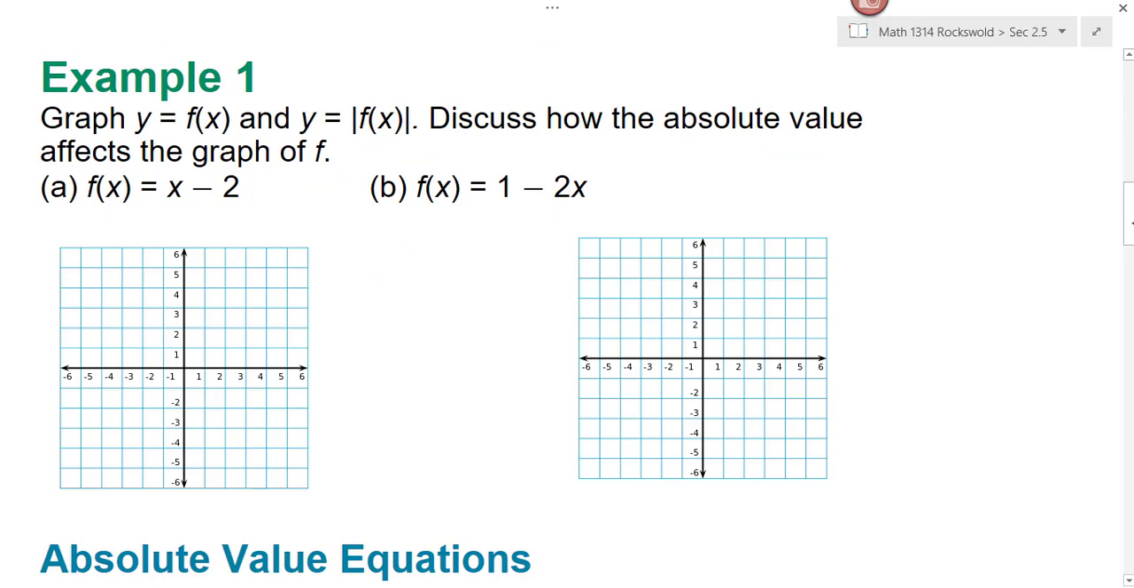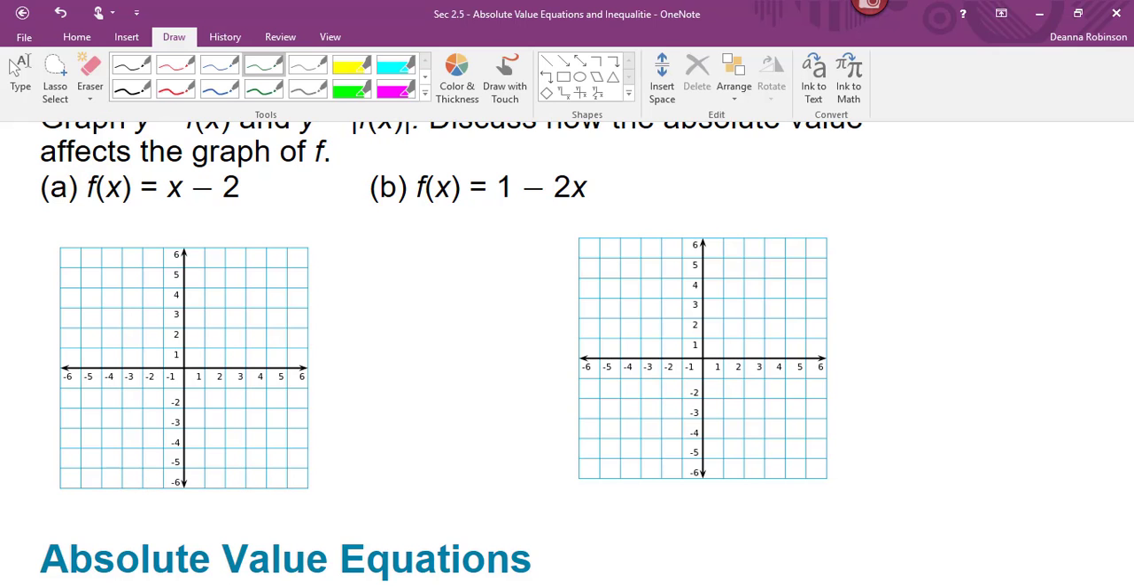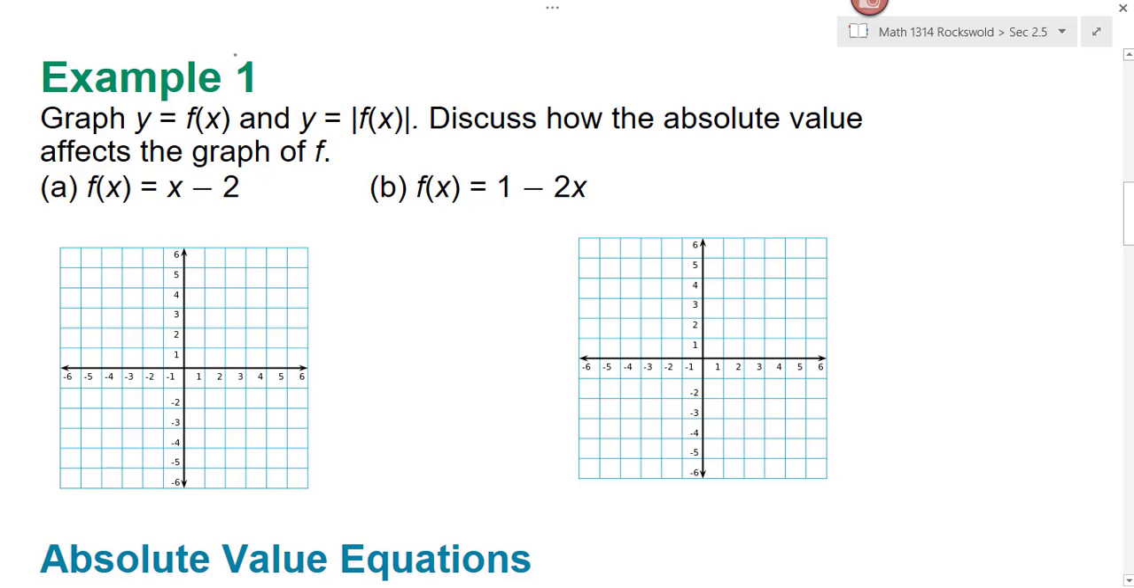In example 1, we're asked to graph y equals f of x and y equals the absolute value of f of x and then discuss how the absolute value affects the graph of f. So in part A, we're going to graph f of x equals x minus 2 using blue, and then I'll come back and graph the absolute value in red. If I'm going to graph this line, what's my y-intercept going to be? Negative 2, and what's my slope? Positive 1. So this is going to be a linear function with a slope of 1 that's increasing.